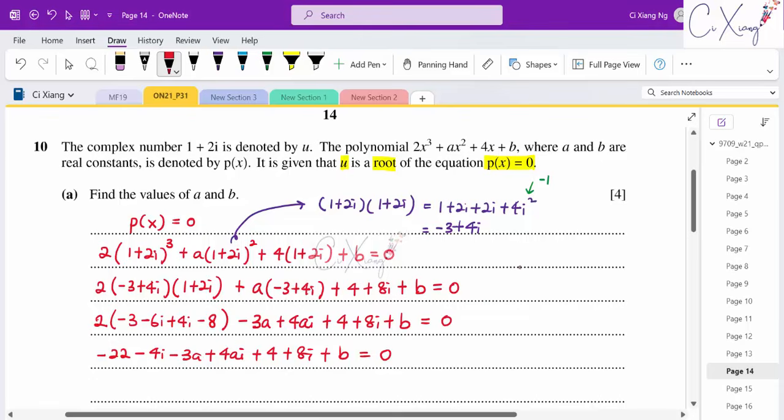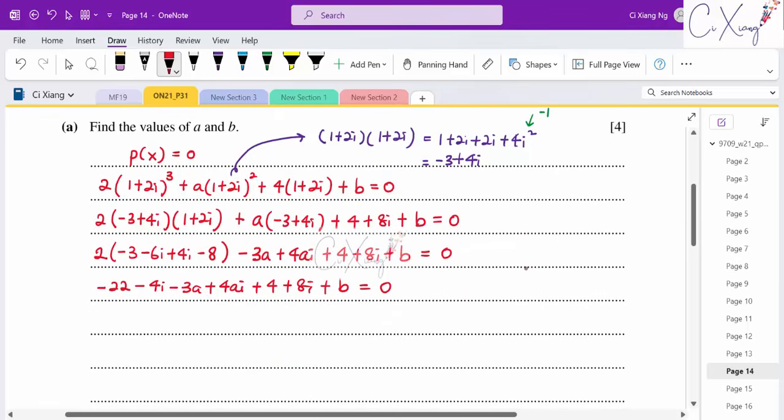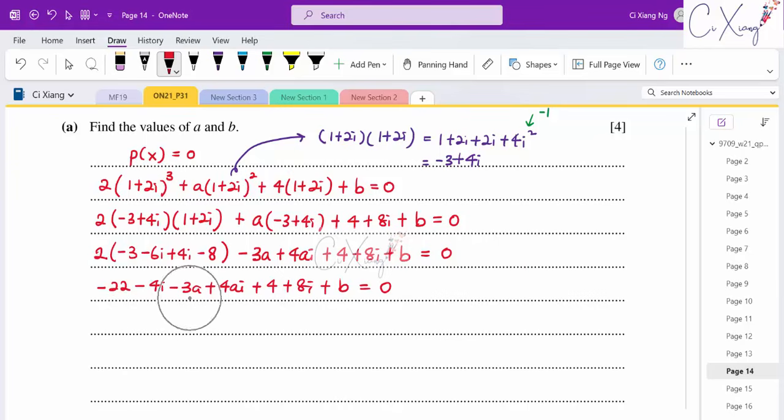What I am going to do now is collect all the real terms, meaning those without the i, together, and also group all the imaginary parts with the i together. Without the i, I have negative 22, negative 3a, plus 4, plus b. Let me highlight it. Simplifying all the highlighted part, I have b minus 3a, and negative 22 plus 4 is negative 18.